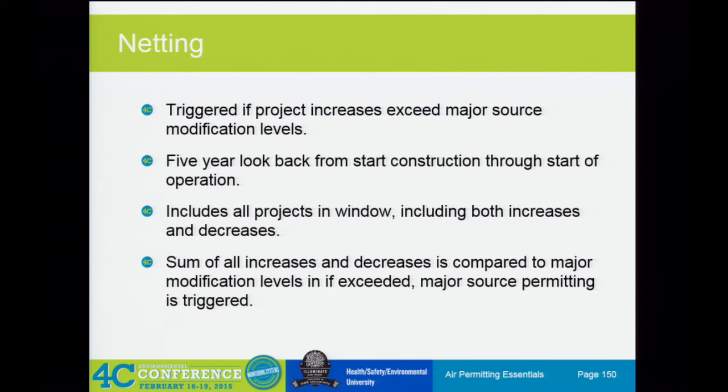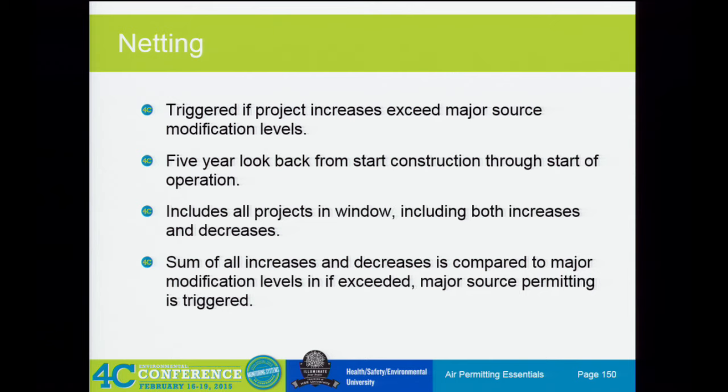So you add up all the emission increases from all the projects that you did. If you've done projects to reduce emissions, maybe you've decided you wanted to do more frequent monitoring of your fugitive components, that would be a decrease that you can include in your contemporaneous netting window. Maybe you've installed more efficient control devices to reduce VOCs. Those would be examples of decreases that can go into your contemporaneous netting window.